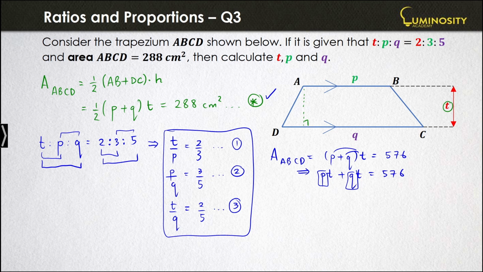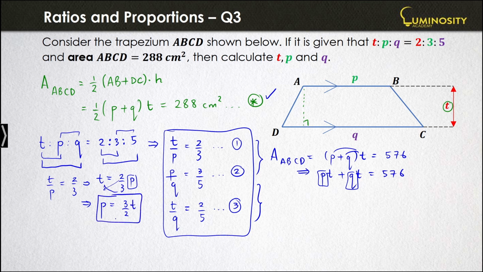So this is simultaneous equations. I need to use these ratios to write P and Q in terms of T. If I look at equation 1, T divided by P is the same as 2 over 3. If I cross multiply both sides by P, then I get T equals 2/3 P. Then I can get P by itself in terms of T. I'll multiply by 3 and then divide by 2. So P must equal 3 over 2 times T. That's one equation, so I can substitute that in. P is 3 over 2 T times T, plus.